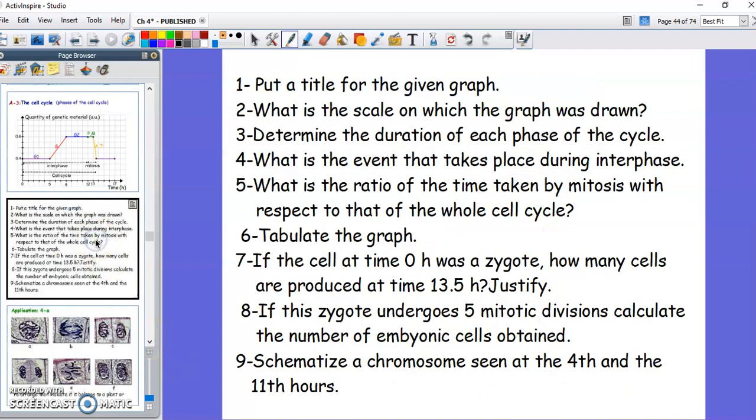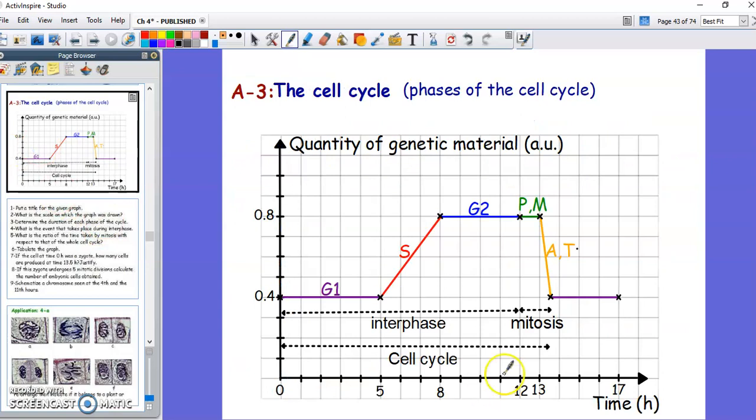Now, what is the event that takes place during interphase? What happens mainly during interphase? Why does it need to occur? The main purpose of interphase is to duplicate the genetic material. If you notice here, it was 0.4, it changed to 0.8, so it's duplicating.